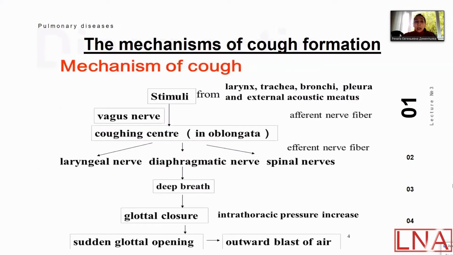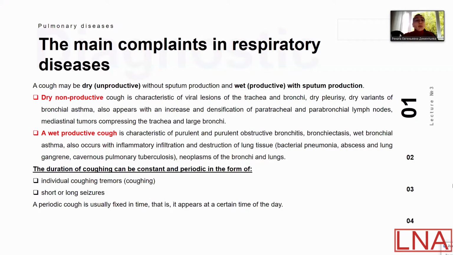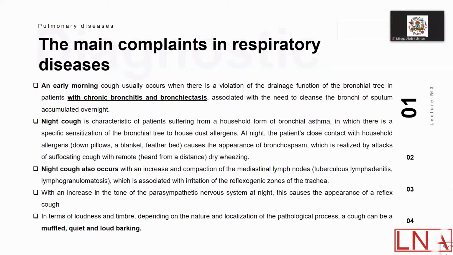So, the first is productive or non-productive, then the duration of the cough, the time of starting of coughing, and most significant, the time of the day, which part of the day is most significant for the development of cough, with different reasons. And then the loudness and timbre of the cough; you can take different characteristics.